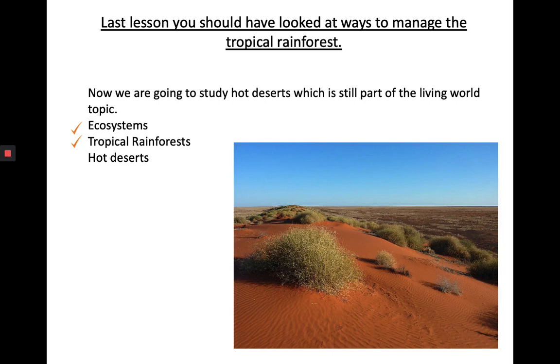Hello Year 9s. Last lesson you should have looked at the ways to manage the tropical rainforest. So we've actually finished looking at tropical rainforest now. We're going to study hot deserts, which is still a part of the living world topic. So we've done ecosystems and we've done tropical rainforest. We're now going to go on to hot deserts. So quite exciting.